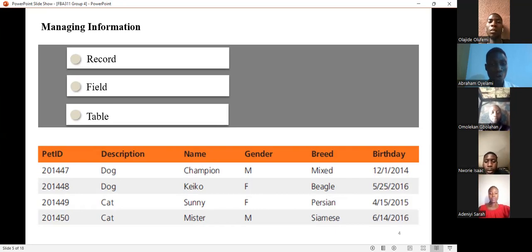While a field is a column that is usually prepared using a specific type of data. The pet ID here is a column which describes a field. It is a field on the table that describes information. It is usually prepared using the same unique type of data. As you can see, the pet ID uses numbers, name uses text, gender uses text, breed as well uses text, while the birth date uses date as the type of data. All these put together are what we call a table.